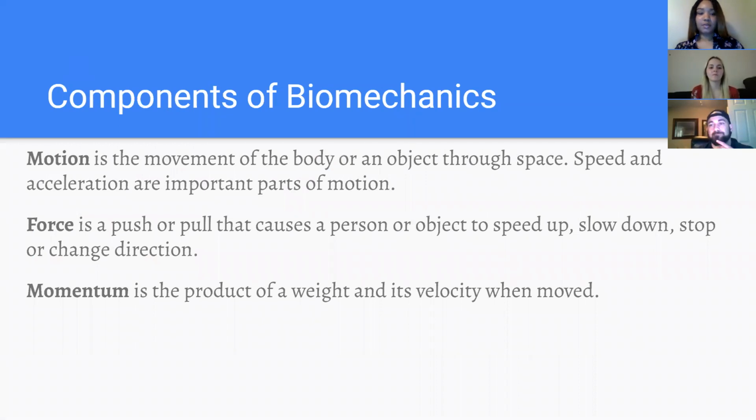Motion is the movement of the body or an object through space. Speed and acceleration are important parts of motion. Force is a push or pull that causes a person or object to speed up, slow down, or change direction. Momentum is the product of a weight and its velocity when moved.